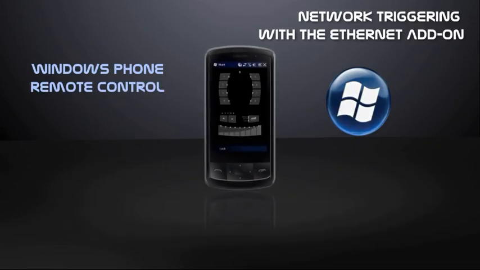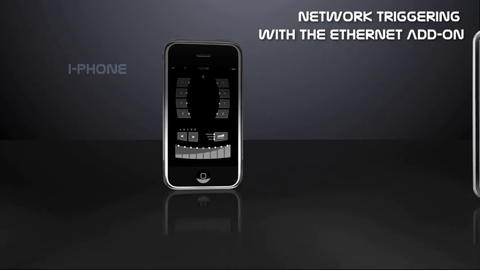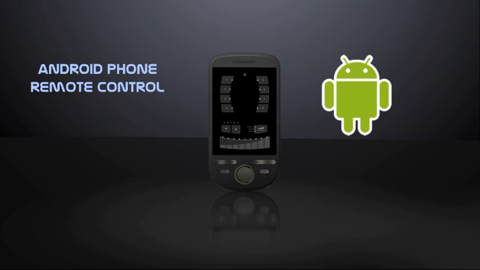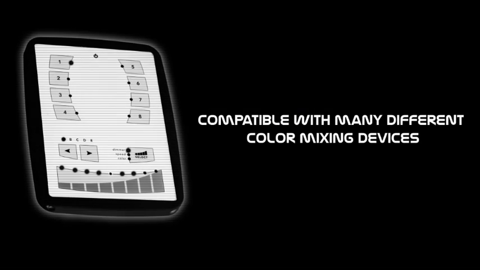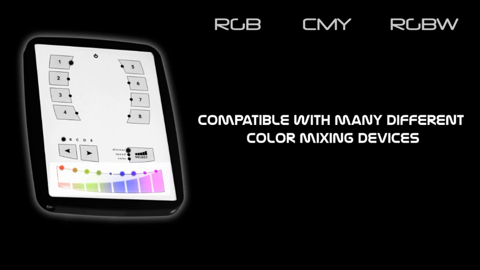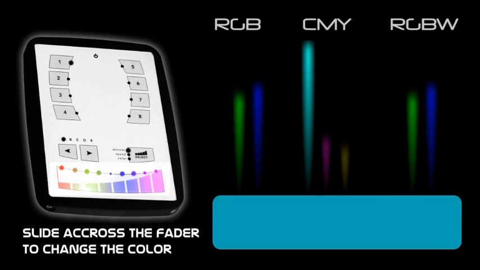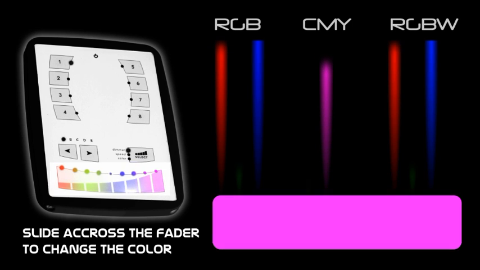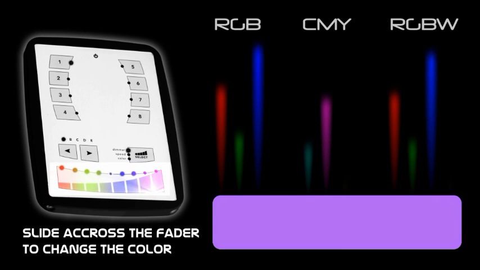Control your stick over a local network with the Ethernet add-on. Software is available for the Windows Mobile, Apple iPhone, and Google Android systems. If you are using a CMY, RGB, or any other color mixing fixture, the stick can automatically calculate the color mixing values required to produce the same color from each fixture.